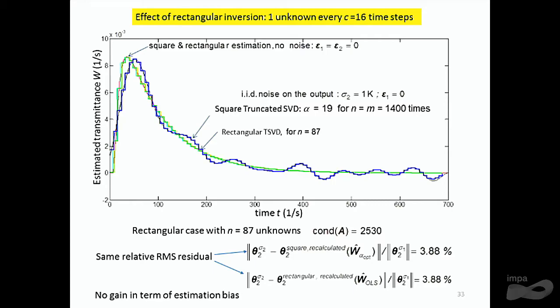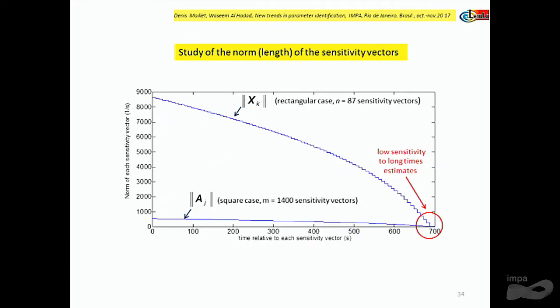Here there is no noise, and now it's rectangular. Instead of 1400, we use only 87 unknowns. There is not much difference. The RMS residual is the same. So no gain in terms of estimation bias.